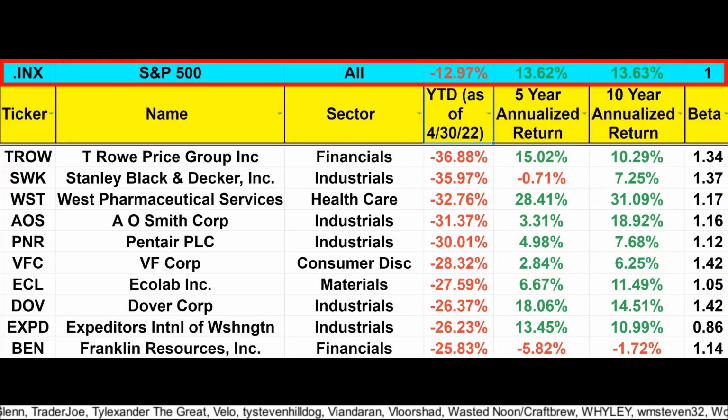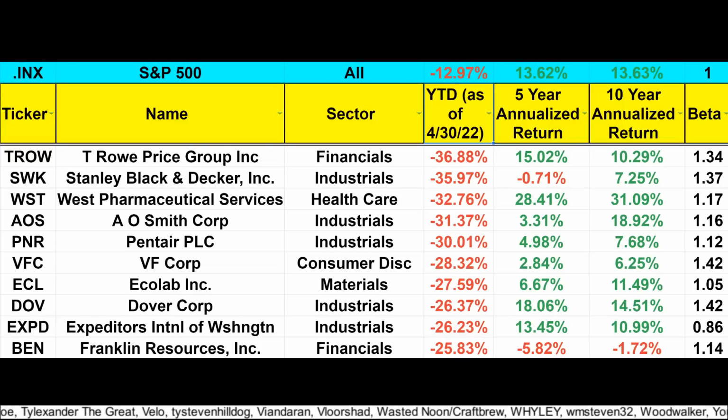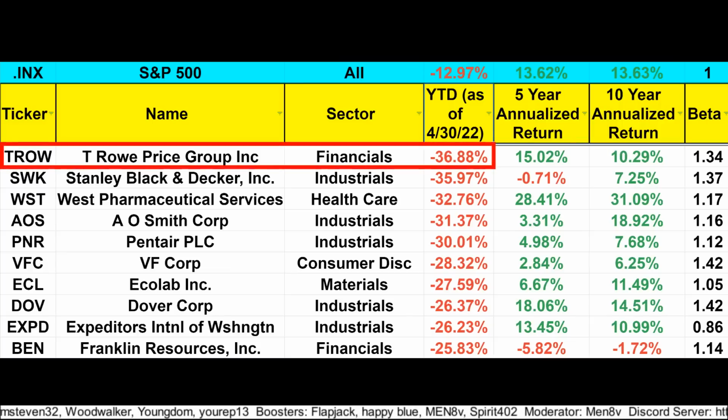The first row of the spreadsheet has the S&P 500 data, which is called ticker INX, and we see that year-to-date the S&P 500 is down around 13%, and that its 5-year annualized returns are 13.62% and its 10-year annualized returns are 13.63%, and its beta is 1 as it represents the market. Okay, so the worst performing Dividend Aristocrat this year is T.